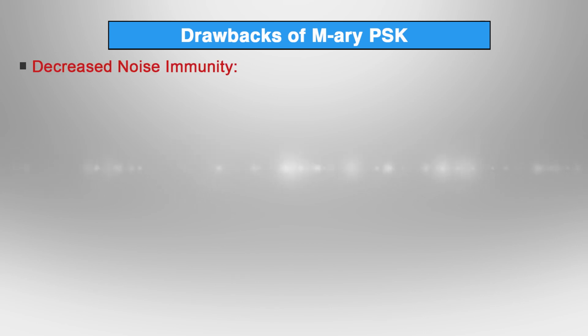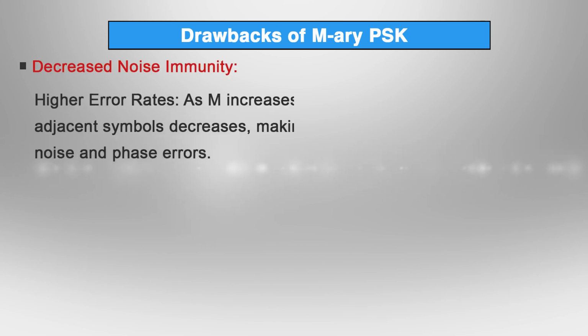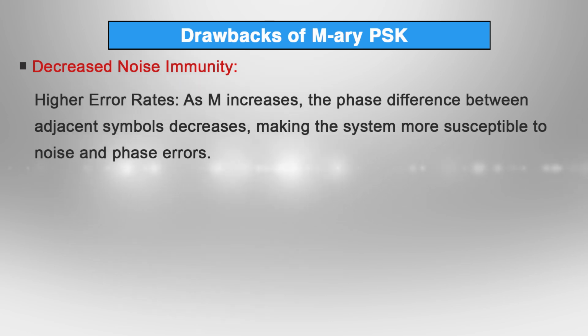Now, in the previous slide, we already saw the advantages of M-array PSK and why we are using PSK. Now, next we will see the drawbacks of M-array PSK. The first is noise immunity. The noise immunity of M-array PSK is decreased by a factor of 2, which results in a high error rate and sensitivity to phase noise.